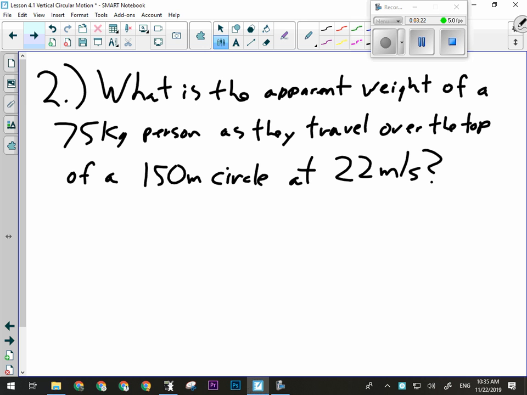You're looking for the apparent weight. Which force is apparent weight? Fn, right. Of a 75 kilogram person as they travel over the top of a 150 meter circle at 22 meters per second. If we're talking about a circle and it says it's a 150 meter circle, it means the radius is 150 meters. We never talk about diameter unless the question specifically says the diameter is this much. We mean the radius, because that's what we use in the formula. So it's a circle, it's a 150 meter radius. How are we doing on this one?